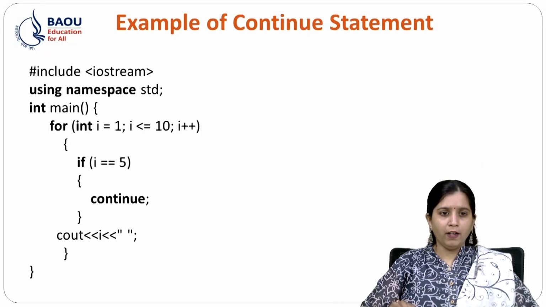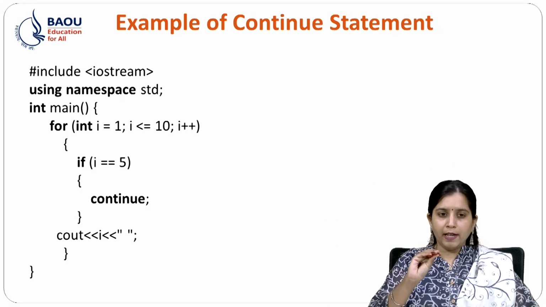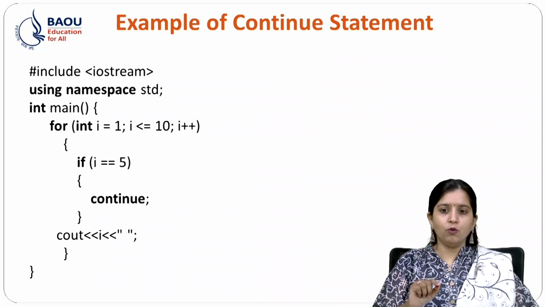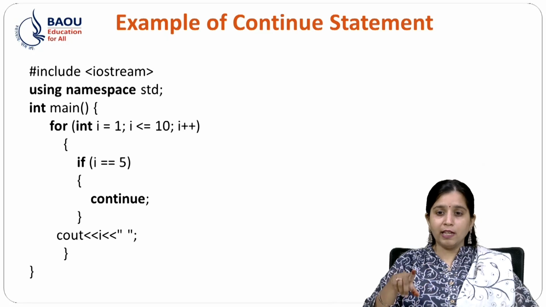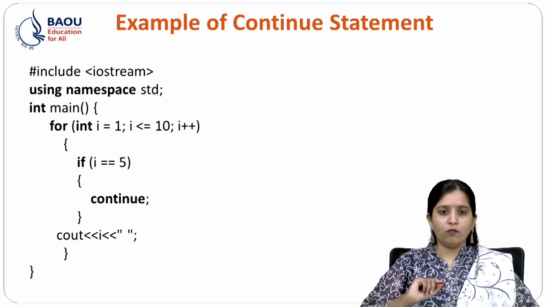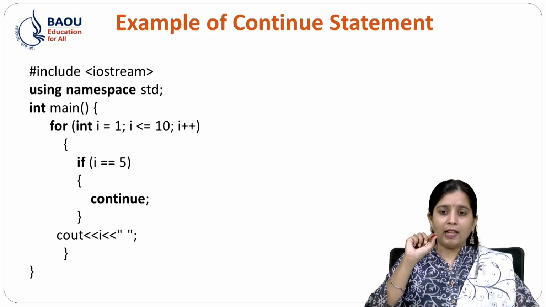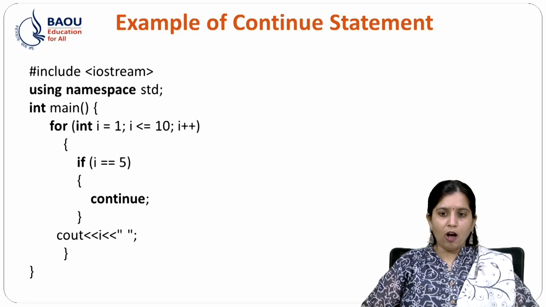So first, what will we do? First we include iostream. After that, it is the same program we used in the break statement. Now you will see the difference between break and continue after you get the output of this program. What this will do is, when i is equal to 5, that value will be skipped and the other part of the loop will continue. Let's see the output of this program and you will get the idea of the continue statement.